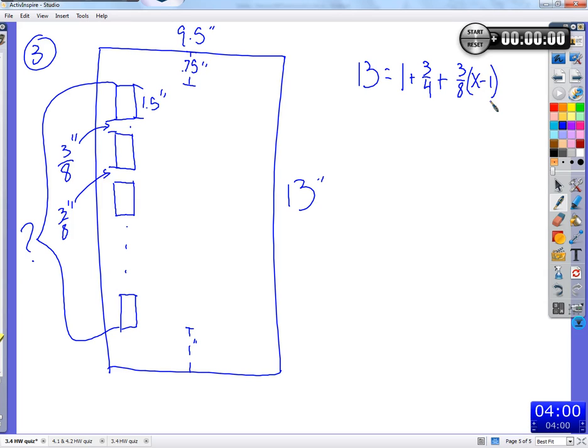Okay, so we've added up the margins. The spaces between the pictures. Is there anything else that needs to add up to 13? Cameron? Add 1.5. Just 1.5? John? 1.5x. 1.5 times x, right? We got 1.5 times the number of pictures. We got 3/8 times 1 less than the number of pictures. Okay, 1.5x. Actually, should back that up. 1.5 we'll do as a fraction.